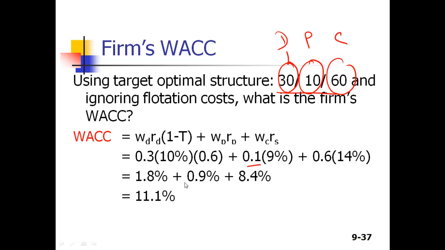So then WACC is equal to weightage WD into RD. This formula is coming back because now we have figured out all 7 items. We are given the 3 weightages. Let's say the tax rate is 40%. So 1 minus T is 60%, and RD we calculated as 10%. What's the 9%? That was the cost of preferred shares that we calculated last time. And what's the 14%? That's the cost of equity multiplied by weight. So 11.1 is the weighted average.